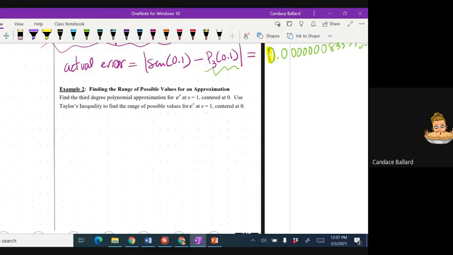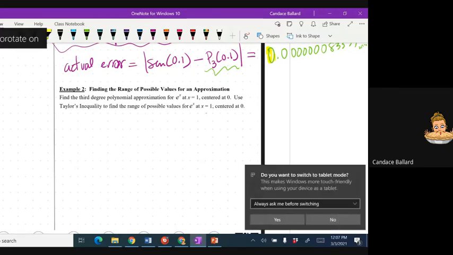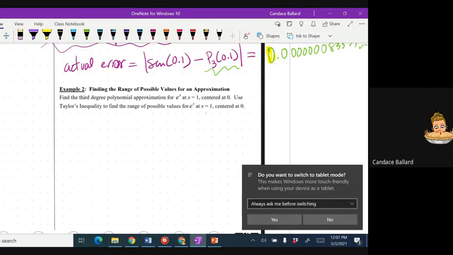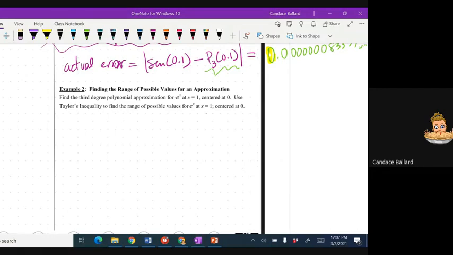Oh, some of you were brave and typed out the word. Nice. Technically, it's a Taylor, right? Because all Maclaurins are Taylors, but it is more specifically a Maclaurin. So we're going to use our Maclaurin stuff.